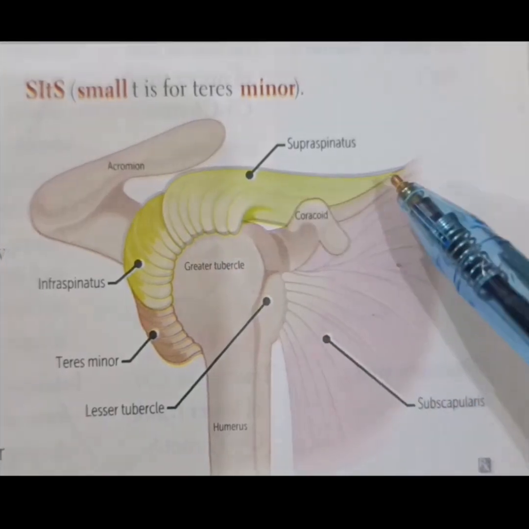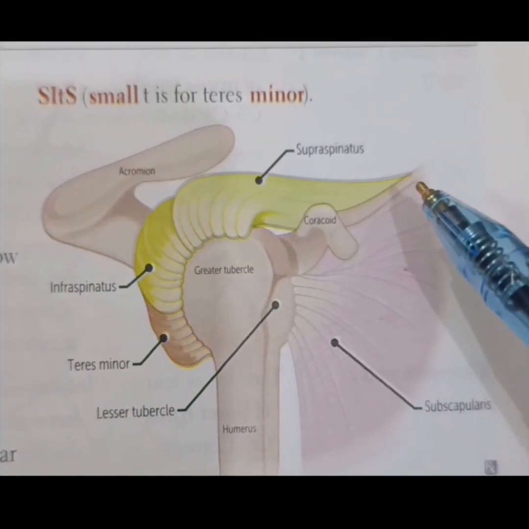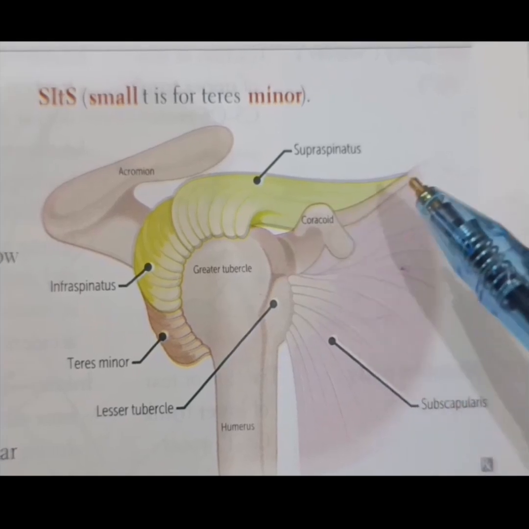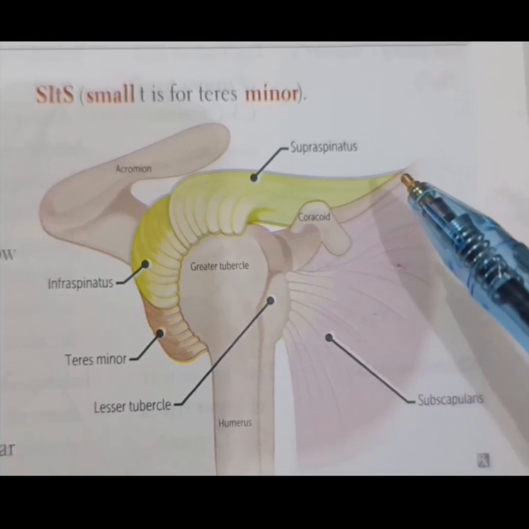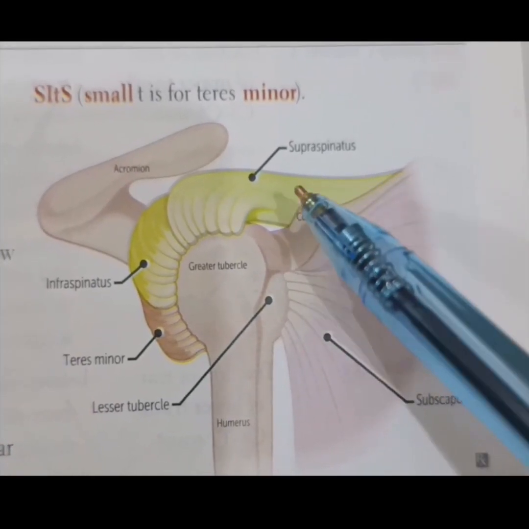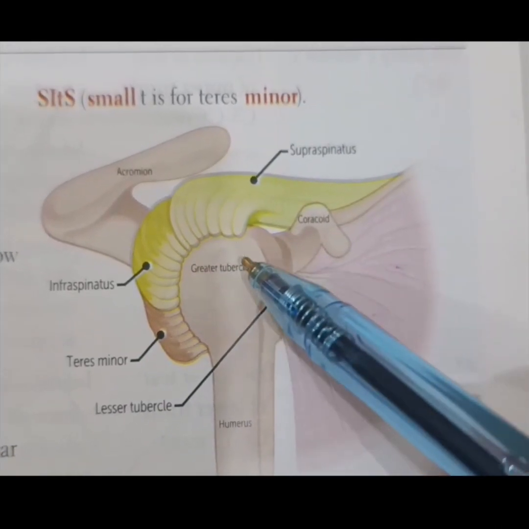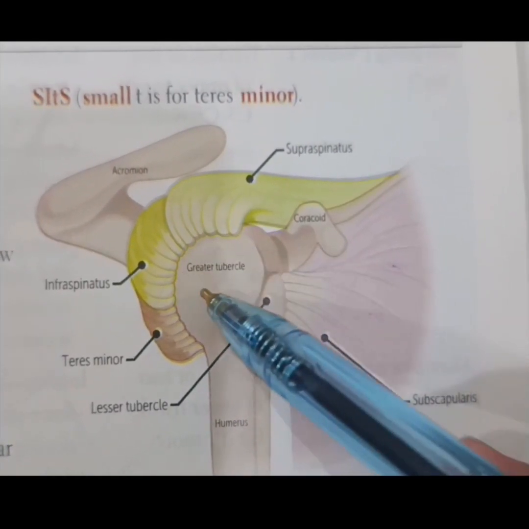The supraspinatus muscle originates from the supraspinous fossa. As you can see, this is the spine of the scapula. Above this, the supraspinatus muscle originates from the supraspinous fossa, and then it is getting inserted into the greater tubercle here on the humerus.